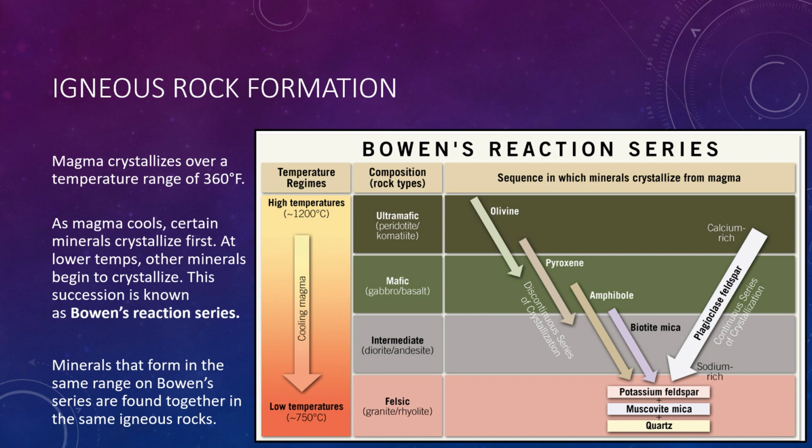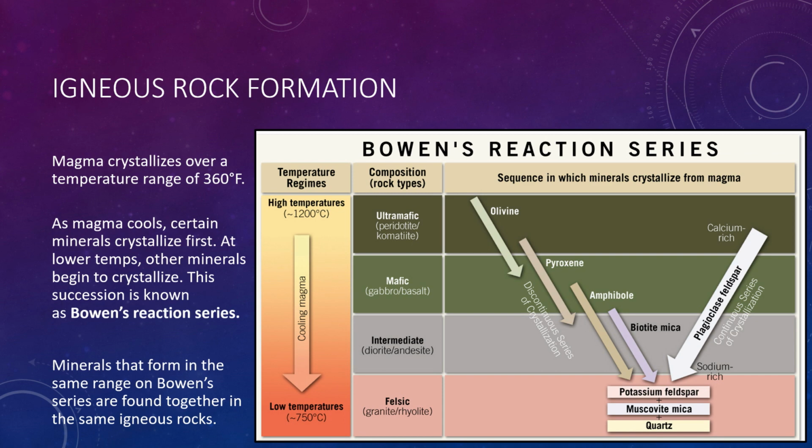Bowen demonstrated that magma, with its complex chemistry, crystallizes over a temperature range of at least 360 degrees Fahrenheit, unlike liquids that consist of just a single component, such as water, which solidify at a specific temperature. As magma cools, certain minerals crystallize first at relatively high temperatures. At successively lower temperatures, other minerals begin to crystallize. This succession of minerals became known as Bowen's reaction series.